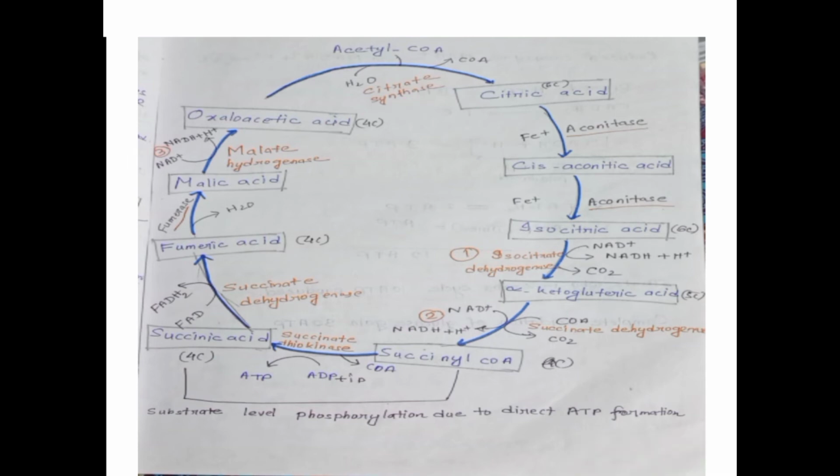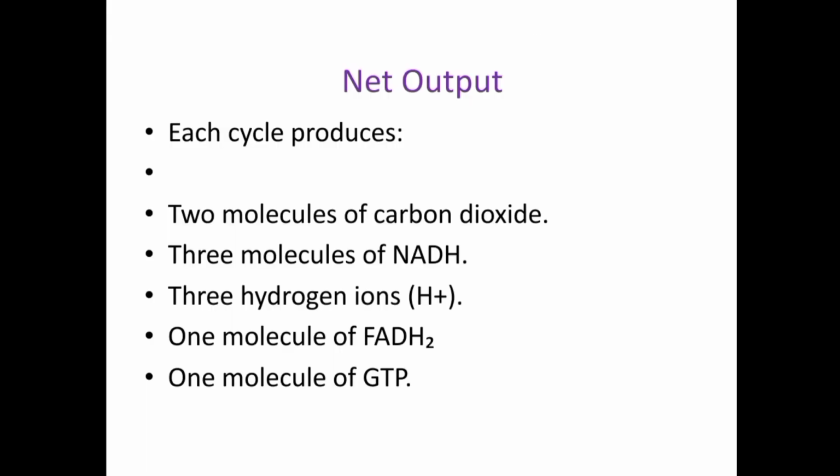The enzymes are very important. You have to remember the enzyme names and each step of this cycle. Then practice and you can learn it very easily. Now we have to know the net output, that means what is produced in the ultimate products.